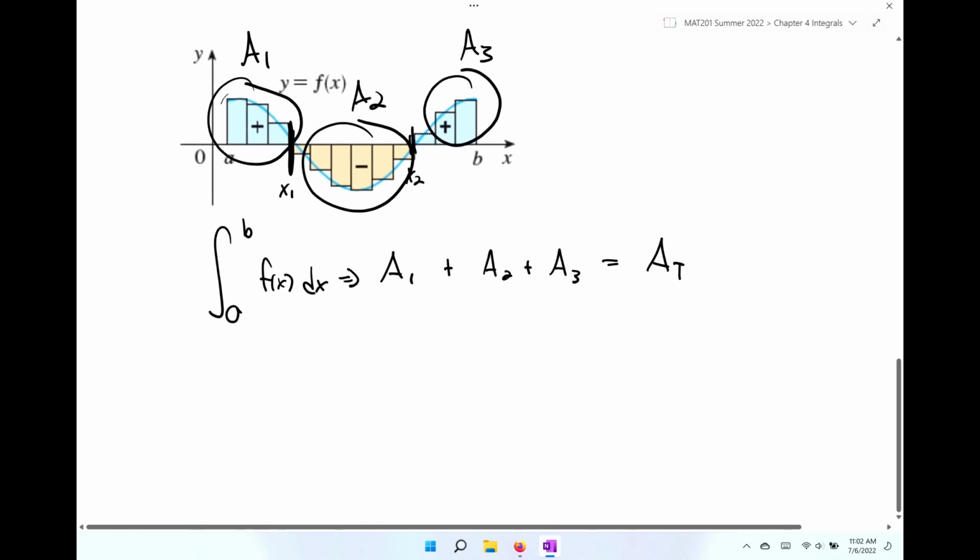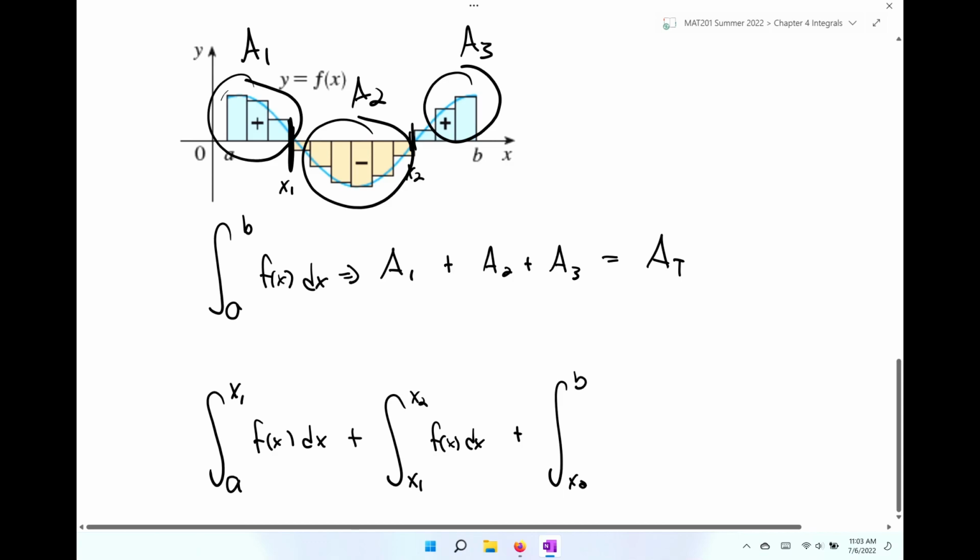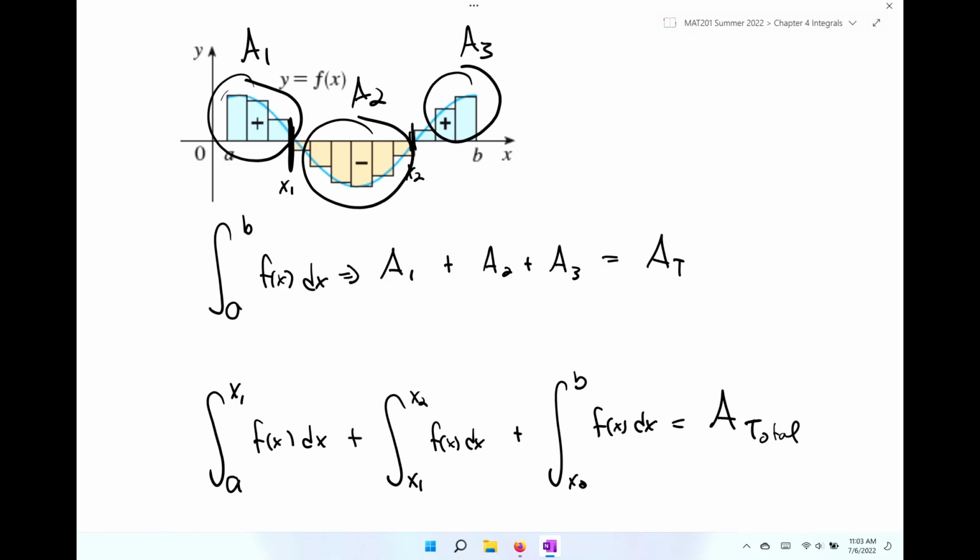In fact, it's going to be the integral from a to x1, whatever x1 happens to be, of f of x dx, plus the integral from x1 to x2 of f of x dx again, plus the integral of x2 to b of f of x dx. And that will give you the total area underneath this entire curve. So you do have to be careful when you are setting up these problems.